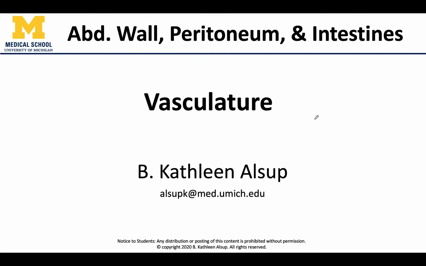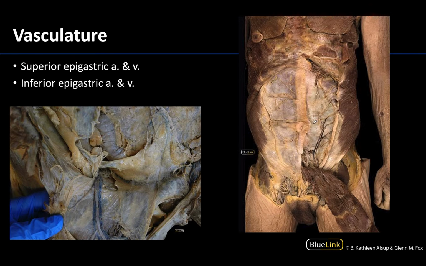Hello all, this is Dr. Alsup, and in this dissection video we are going to talk through how to identify the vasculature associated with both the abdominal wall and those associated with the intestine. And so let's start with the abdominal wall first, which is all about the epigastric vasculature.